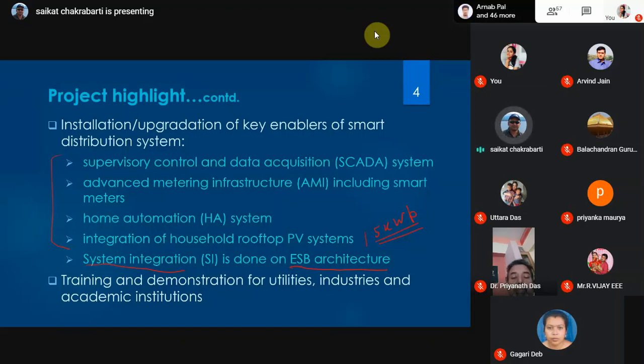And by the way, this integration was not an easy task. On paper it might look easy, but if you look carefully, all these 4 components are very different in nature. SCADA data, properties, refresh rate, etc., are very different from AMI data. That is different from the home automation system, and also the data that we get from the PV inverters. So integration of all these 4 components is not easy. And this platform is working as a hands-on demonstration facility for utilities and industries, and also for academic institutes.